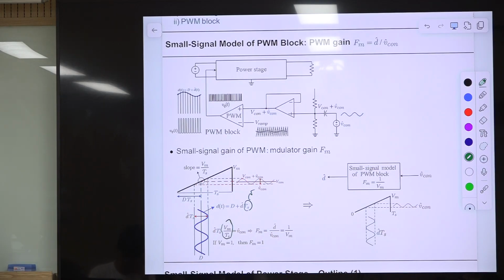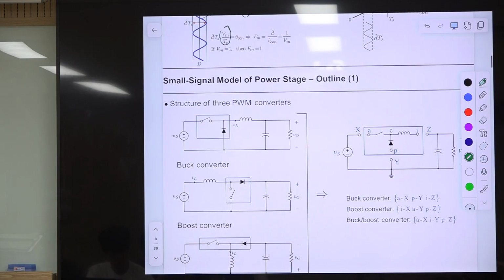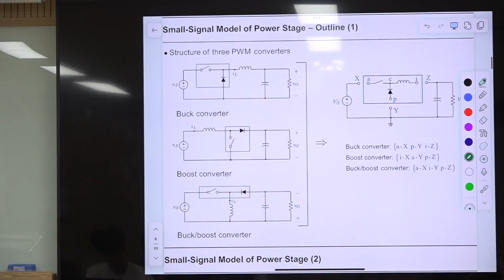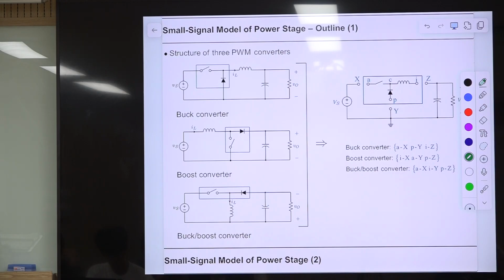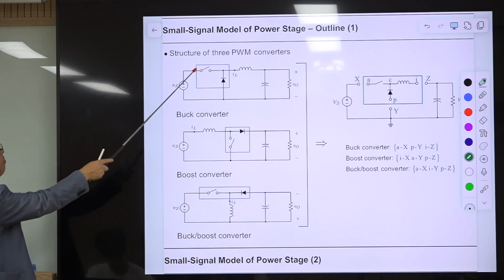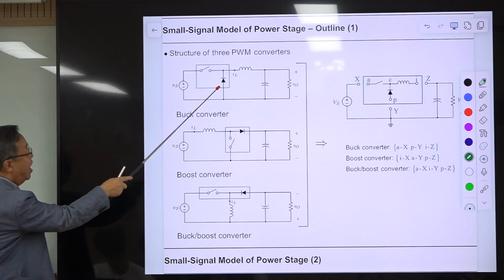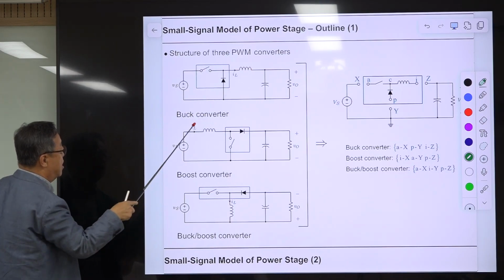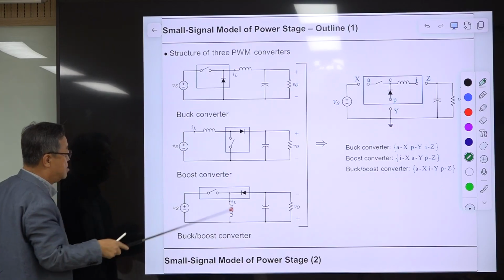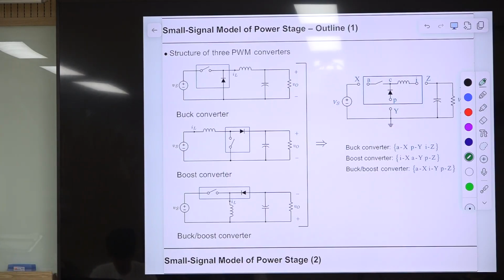All right. Then next one, we should discuss the small signal model of the PWM power stage. Okay. These are the 3 different converters: buck converter, boost converter, and buck boost converter, and they have common components, this and this and this, okay? You can combine with this, or you can just use this. Maybe it is better to combine this capacitor. No, this inductor will be better. So maybe we extend like this.